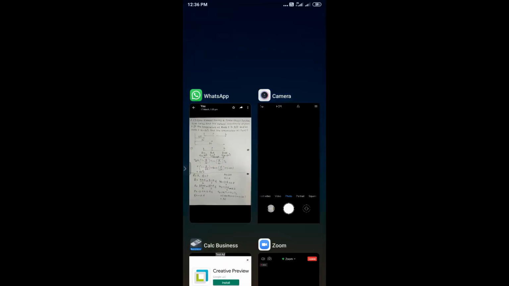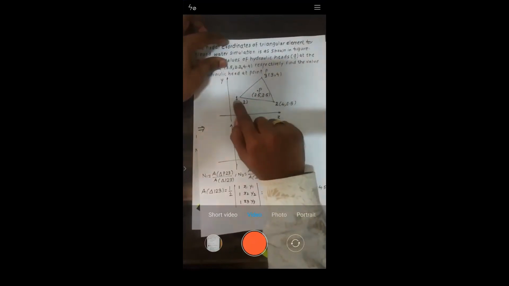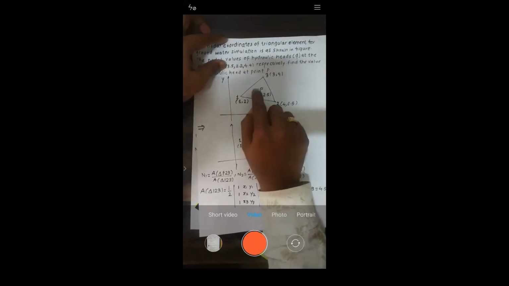Yes, we have done it, sir. We have done this for the 1D linear element, a line element with two nodes. Now for today's lecture, instead of a line element, we have a triangular element. Instead of temperature, they have given the hydraulic head at node 1, node 2, and node 3, and they're asking to calculate the hydraulic head at point P.